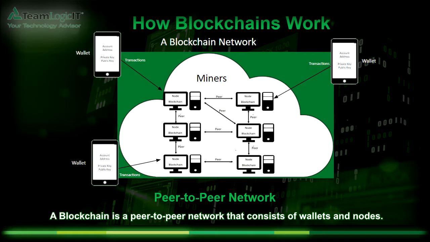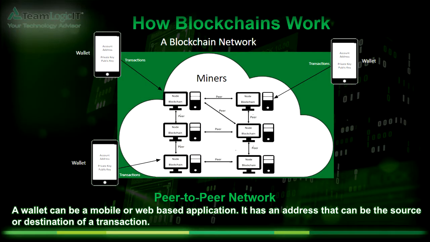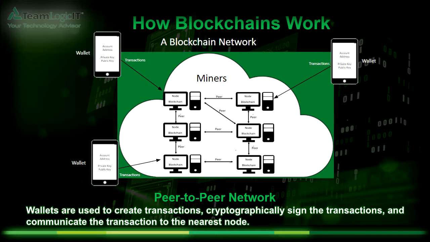A blockchain is a peer-to-peer network that consists of wallets and nodes. A wallet can be a mobile or web-based application. It has an address that can be the source or destination of a transaction. Wallets are used to create transactions, cryptographically sign the transactions, and communicate the transaction to the nearest node.